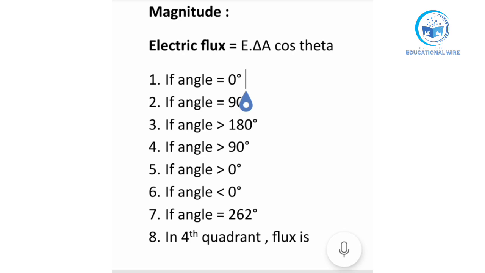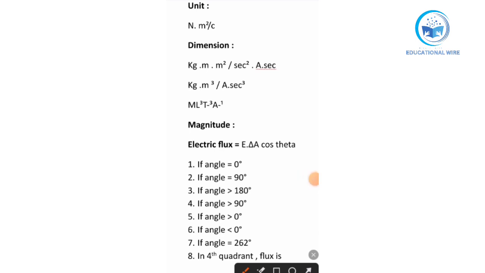Here are some questions that I have written: if the angle is equal to 0 degree, if the angle is equal to 90 degree, if greater than 180, greater than 90, greater than 0, less than 0, equal to 262, and in the fourth quadrant flux is equal to what. Just remember that we have taken cos theta, so for the angle we will just see the x-axis. If the angle is equal to 0 degree, then cos 0 is equal to 1. So in place of cos theta we will put 1, so it is E, and all the things will remain the same.